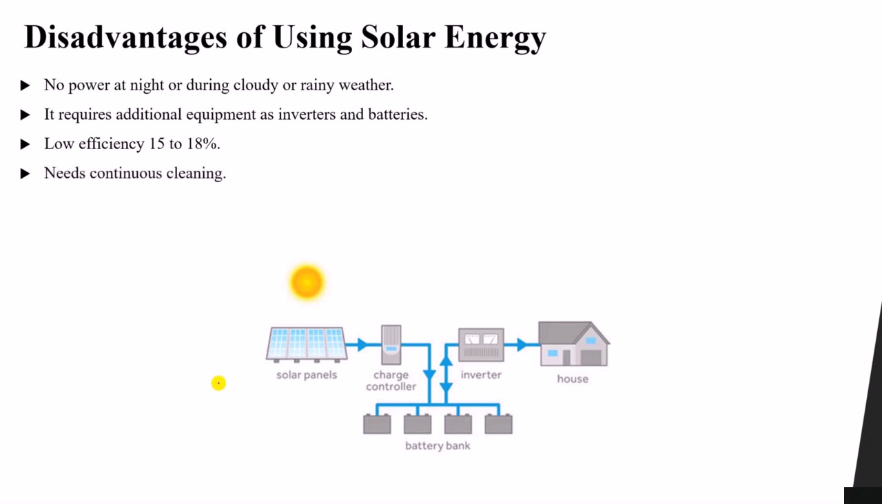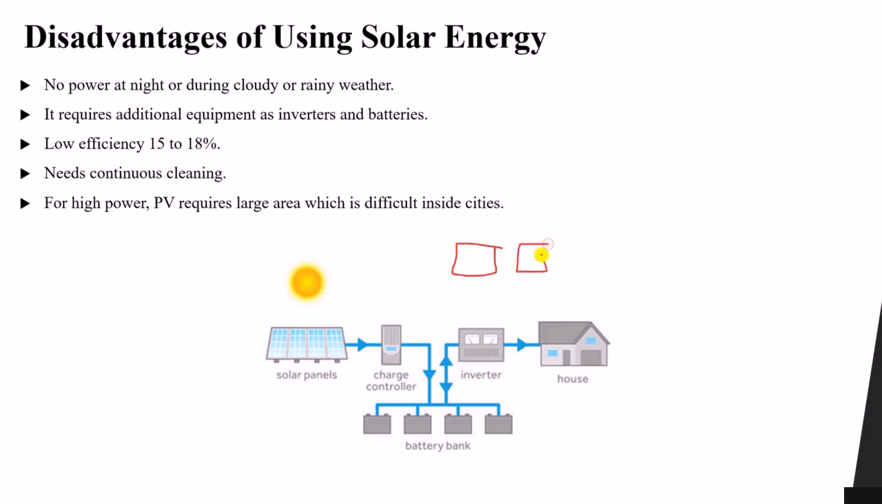And of course it needs continuous cleaning. And high power PV requires a large area, which is difficult to obtain inside cities. So depending on the space on your own roof, you will get a certain amount of power. And to produce gigawatt projects, for example, you will need a large number of panels or a large area.